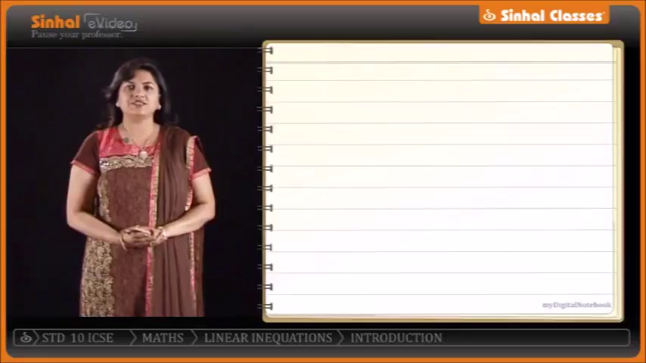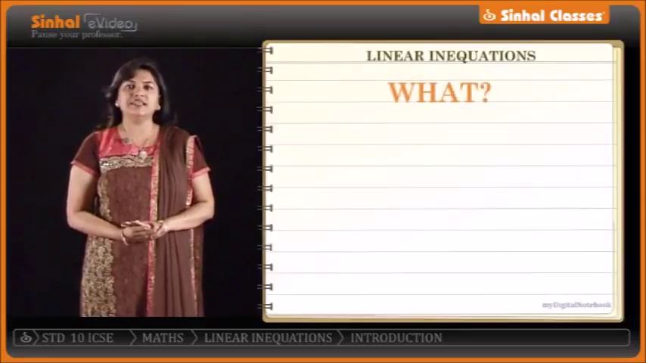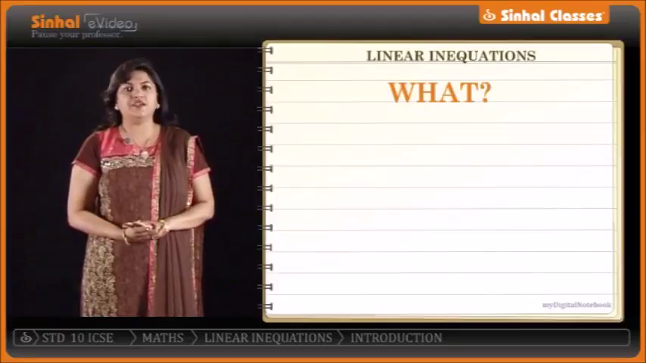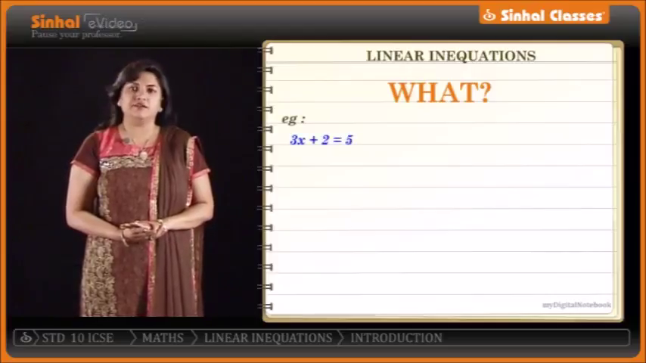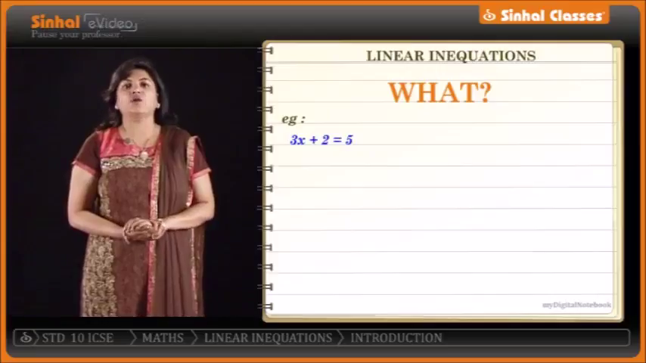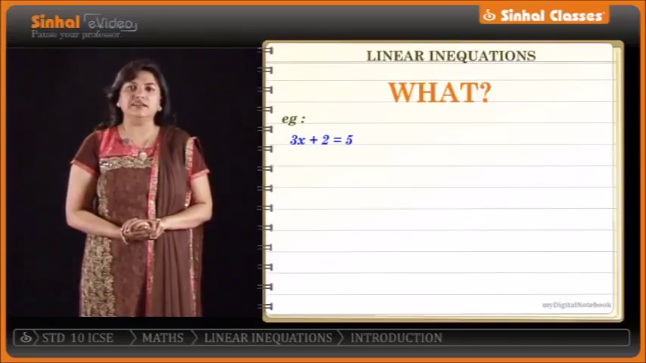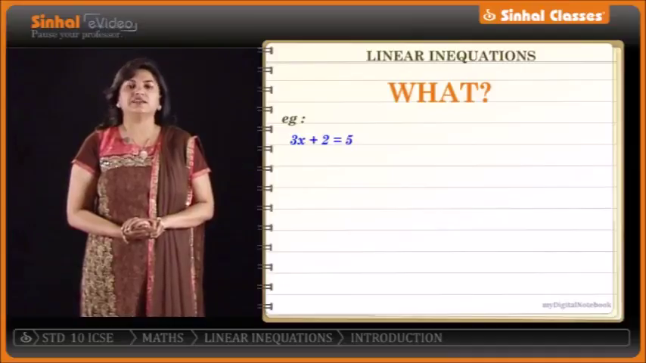Today we are going to study linear inequations. Now, what is a linear inequation? We very well know what a linear equation is. Example, 3x plus 2 is equal to 5. Here, degree of x or the highest power of x is 1, so it is called linear. And we have the sign of equality, so it is called equation. So this is a linear equation.